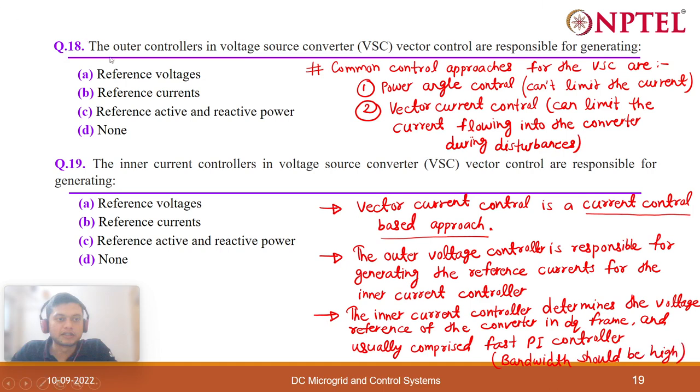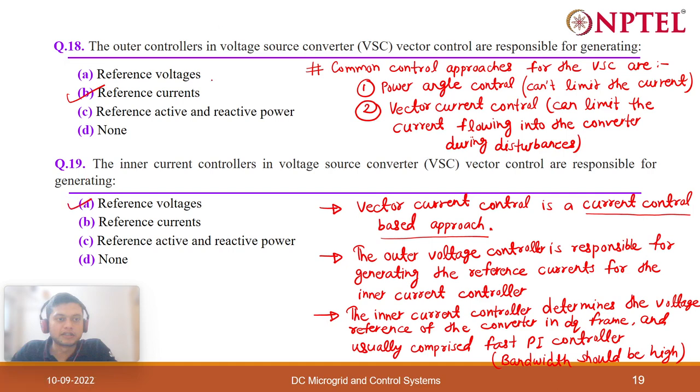So the 18th question was asking about the outer voltage control loop. Outer controllers in voltage source converter vector control are responsible for generating the reference current. So the correct option will be B. And the inner current controllers are asked about in question number 19. The inner current controllers in voltage source converter vector control are responsible for generating the reference voltage for the voltage source converter.